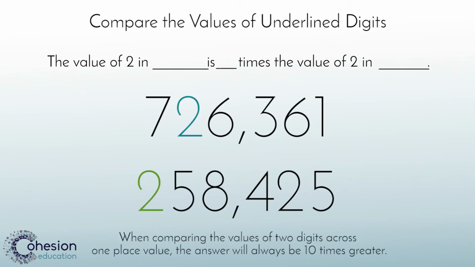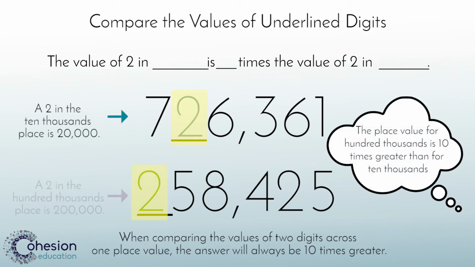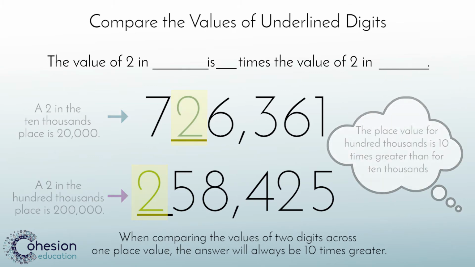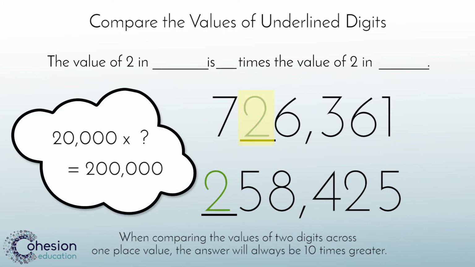Let's try a second example. Here the student would be comparing the digit 2 in both number values, 726,361 and 258,425. Because the digit 2 is moving from the 10,000s place to the 100,000s place, it is going to be 10 times greater. Again, the simplest way is to think to yourself, 20,000 times what equals 200,000? 20,000 times 10 equals 200,000.